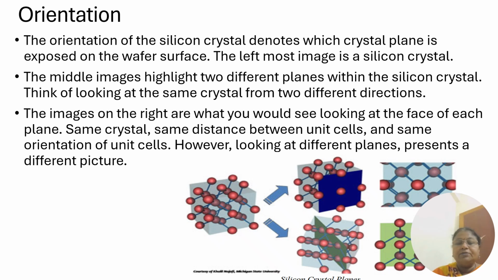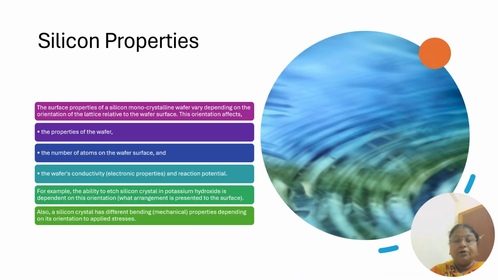This is how it looks in different directions. We are looking at the same crystal, but it appears with different directions. That is the orientation part, where the same distance between the unit cells is maintained, along with the orientation of each unit. So here we can have these different plane structures, which are going to be of use, and the properties of silicon are going to be explored.